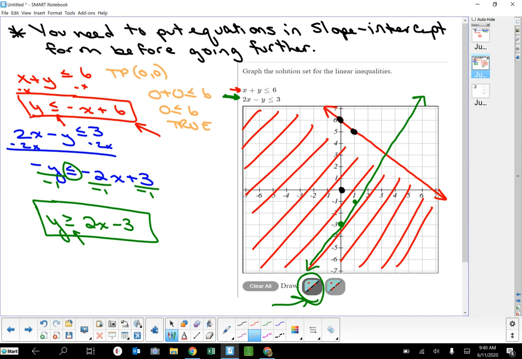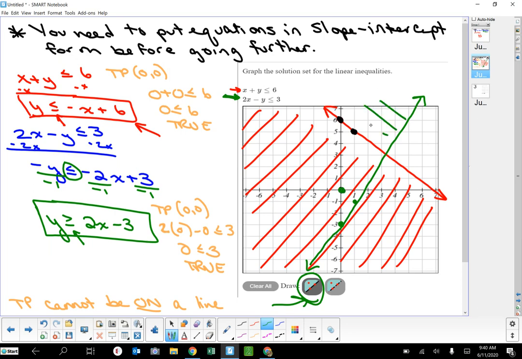And then again, I'm going to make my test point 0, 0 because it's not on the line. Remember, your test point cannot be on the line. Okay, so that's just a reminder there. So we have 2x minus 0 is less than or equal to 3. So 0 is less than or equal to 3, and this is true. And so for the green line, I can also go to 0, 0, and that means that everything over here would be highlighted.